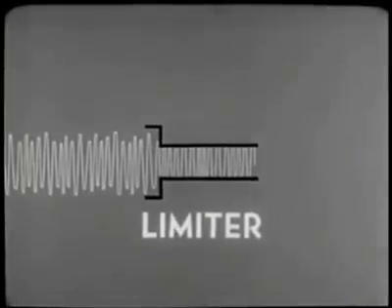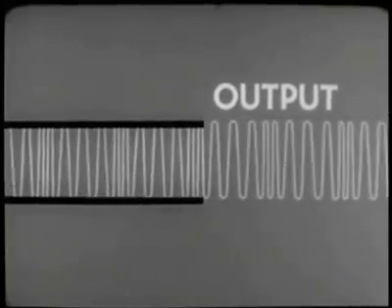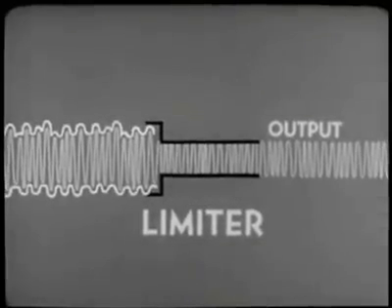This stage is called a limiter. Its output is a wave that still carries the intelligence in the form of frequency variations, but it no longer includes the extremes of amplitude that carried any interference picked up during transmission. The next step is to extract the intelligence, to change the frequency variations back into audio frequency voltage variations, which we can then amplify and feed to a speaker.